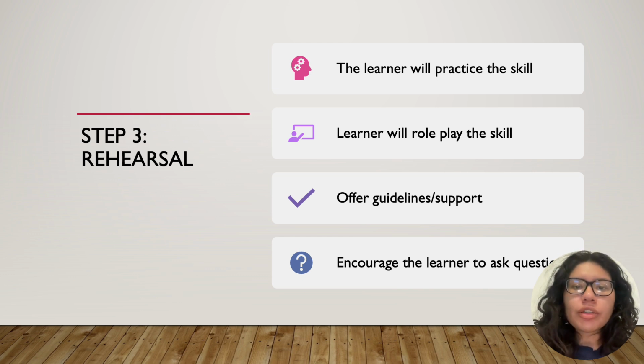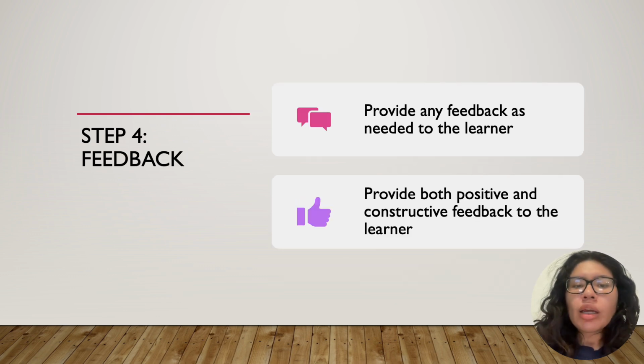Now we're going to talk about rehearsal. So the learner will practice the skill in front of us, and the learner will role play the skill, and we're going to offer guidance and support and encourage the learner to ask any questions. Now feedback. So after we see how the learner is conducting the skill, we're going to provide any feedback as needed, and we're going to make sure to provide both positive and constructive feedback to the learner.